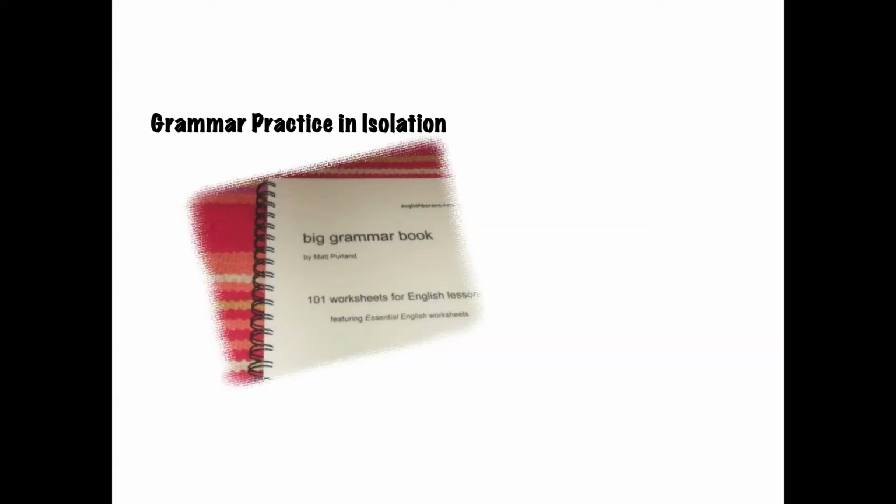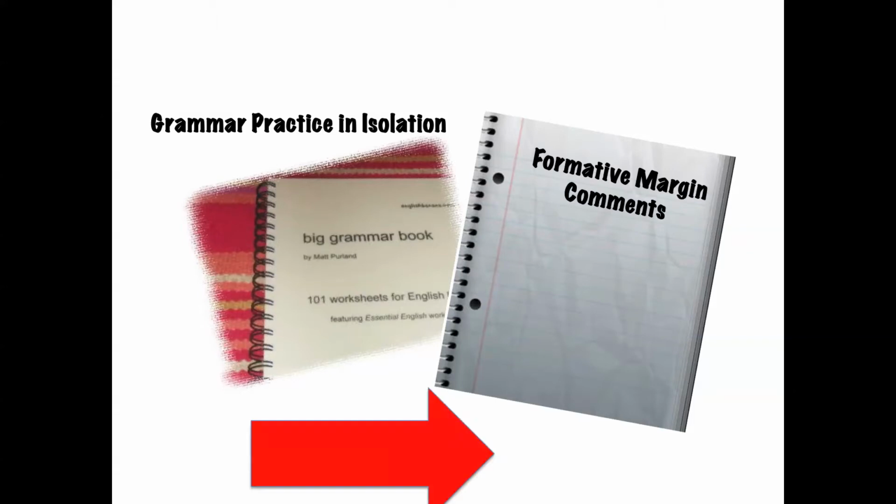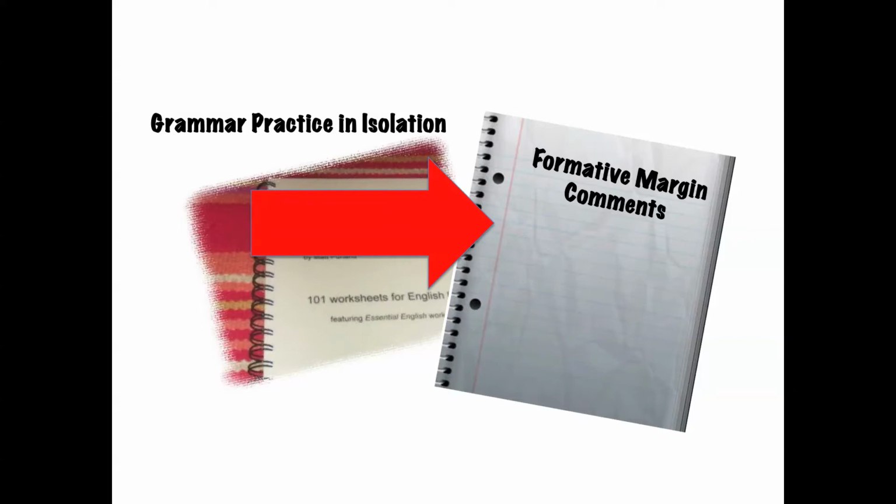Most typical English classrooms in the past have taught grammar in isolation. We do worksheets that culminate in a final assessment, and a lot of teachers are complaining that it's not transferring over to student writing. As a result, I had to come up with something new, so I invented formative margin comments. This is where I take student writing and turn it into the worksheets themselves. I allow students to go back and fix every piece of their writing as many times as they want until they get a final grade that they're happy with.